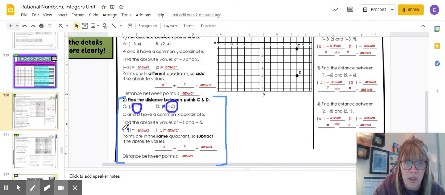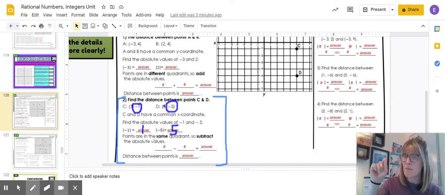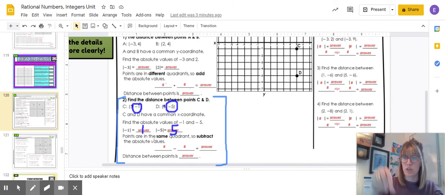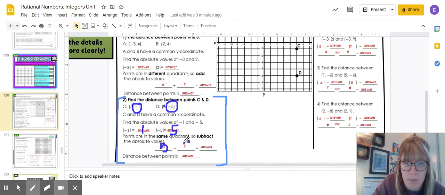So we're going to find the absolute value for -1, which is 1, and the absolute value for -5, which is 5. Since they're in the same quadrant, both in quadrant 4, we're not going over the x-axis or the y-axis. The points are in the same quadrant, so we're going to end up subtracting. So we'll say 5 minus 1 is 4.